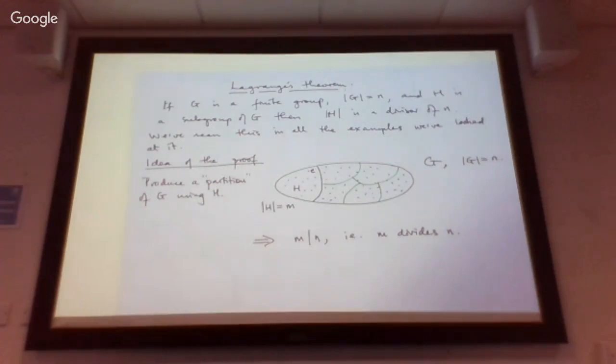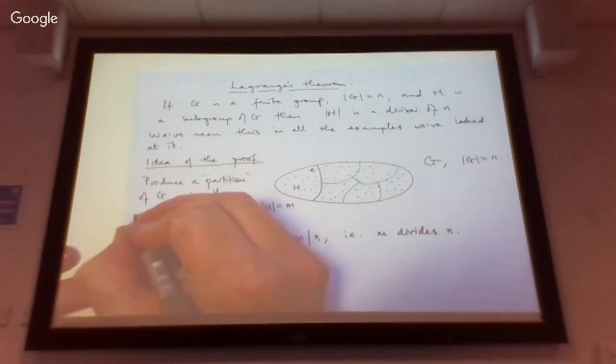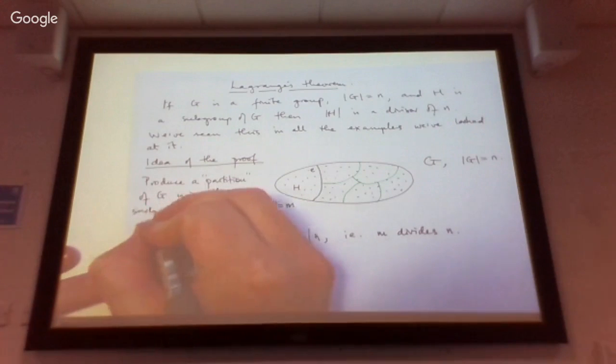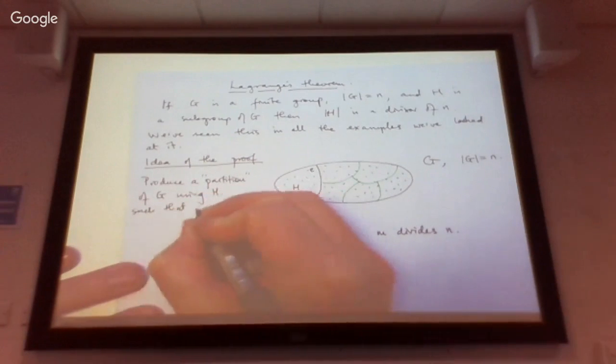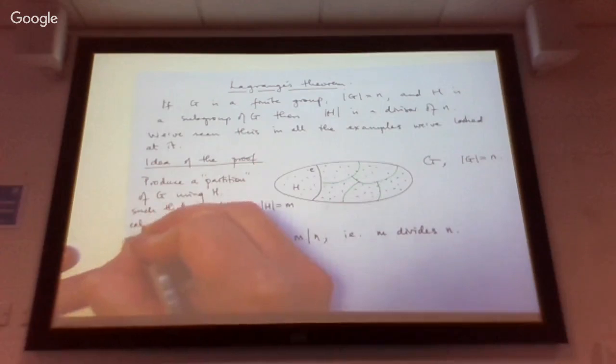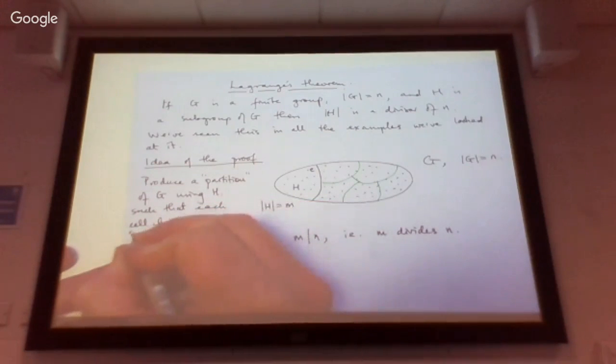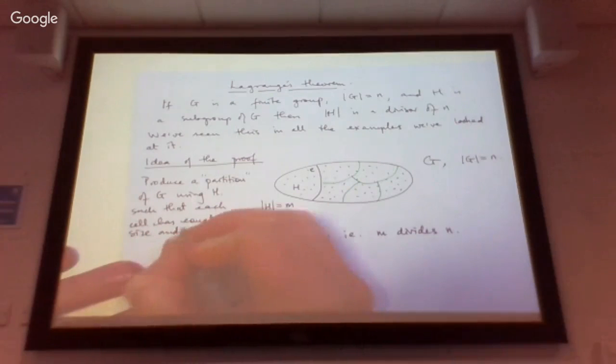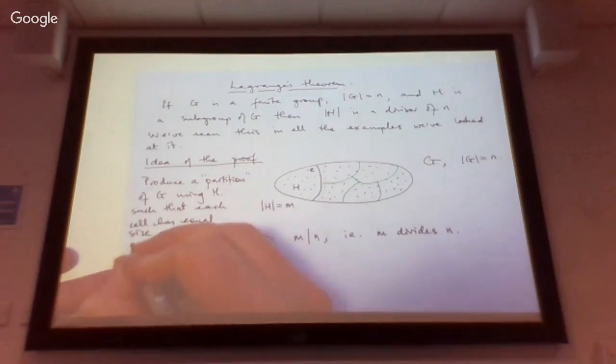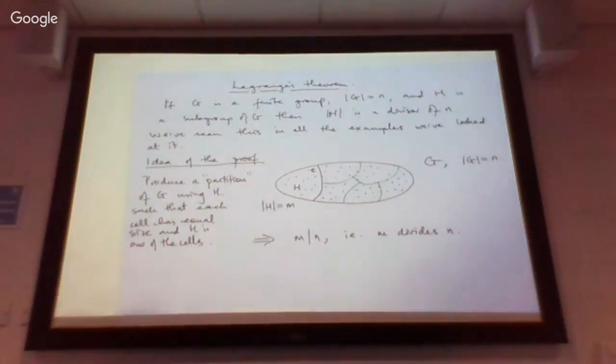Now, there's nothing in the definition of a partition that says the different cells have to have the same size, but that will be the case here. Such that each cell has equal size, and the subgroup H is one of the cells. Okay, so that's the idea of the proof.